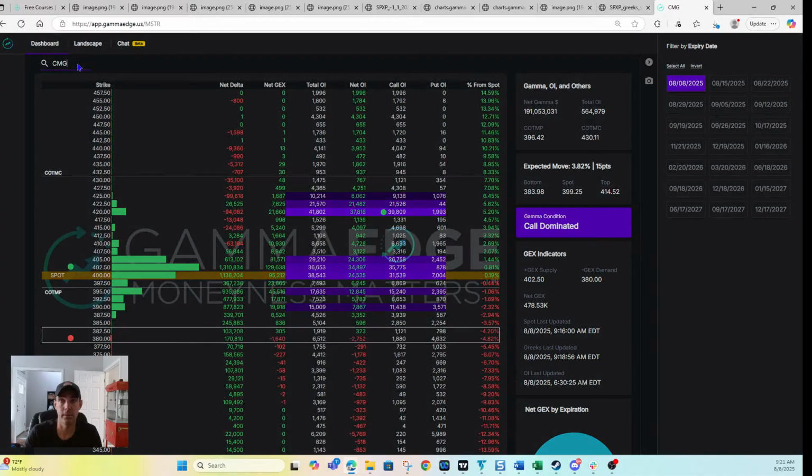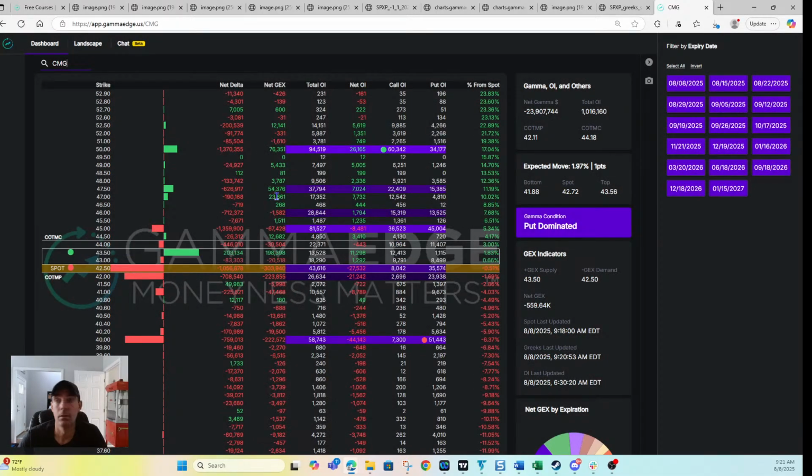CMG, yeah, let's take a look at that one. So put dominated, I think, Chipotle. I think they just had earnings, maybe, didn't they, a week ago or something? So put dominated above and below spot price. 43.50 is PGX, so that'd be the first area. You see a significant amount of puts, though. You see this green net delta up and down the chain.